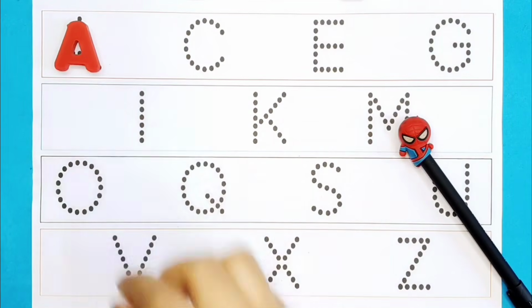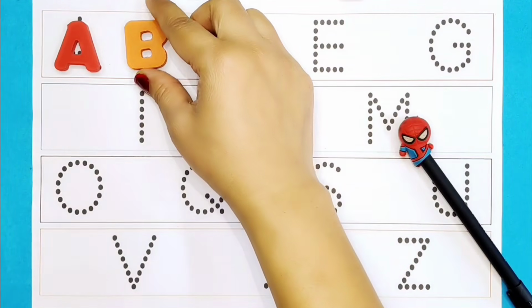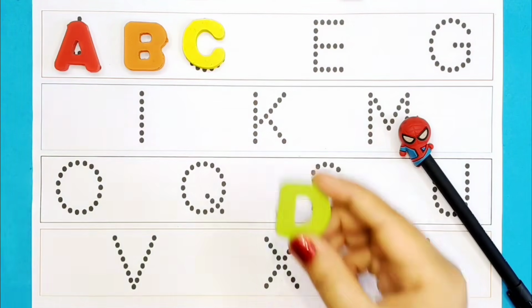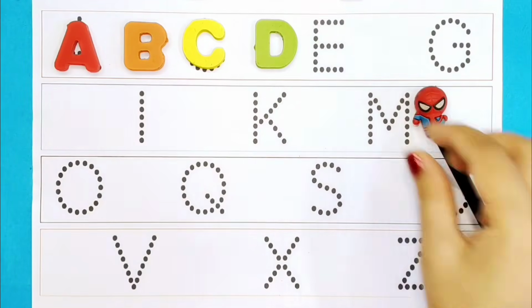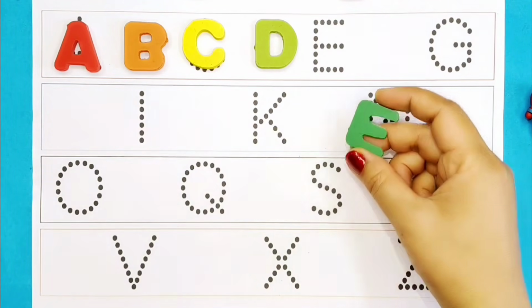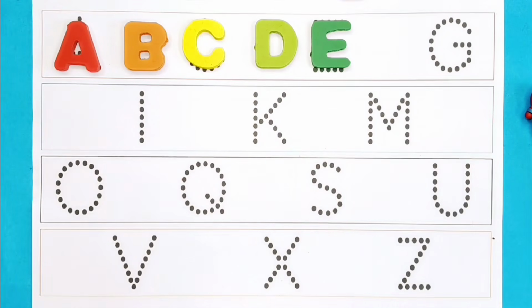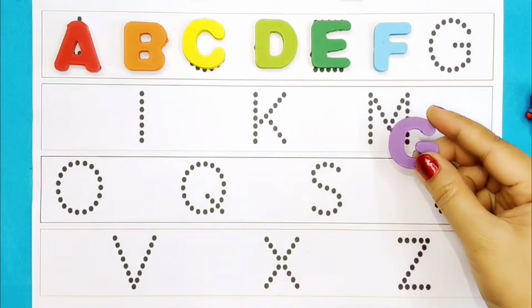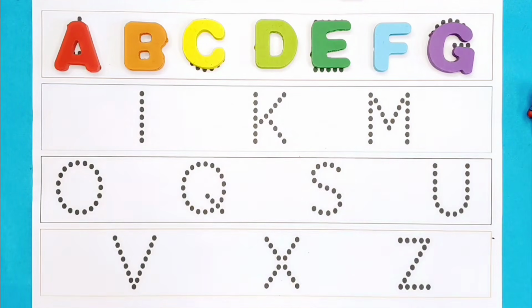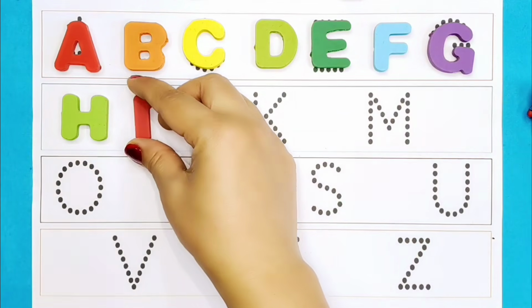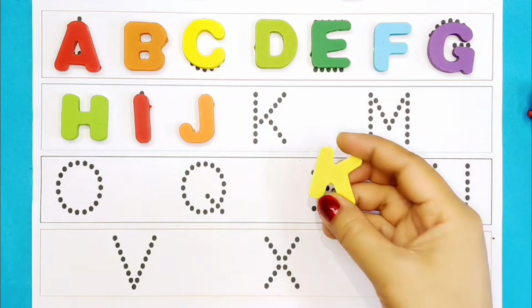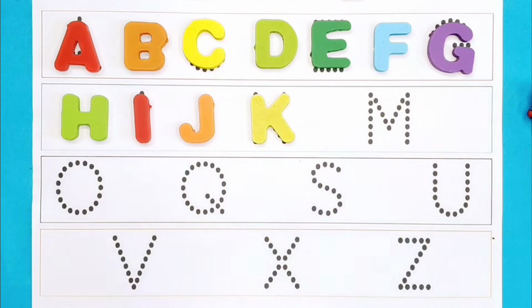A. A for apple. B. B for butterfly. C. C for candle. D. D for duck. E. E for earth. F. F for frog. G. G for grapes. H. H for hen. I. I for ice cream. J. J for joker. K. K for kite.